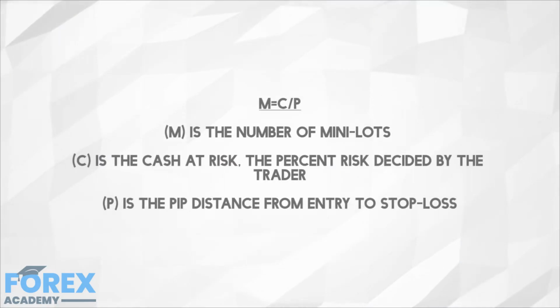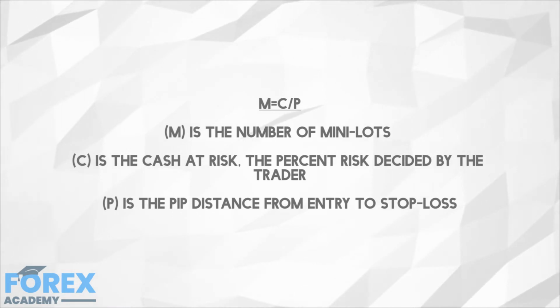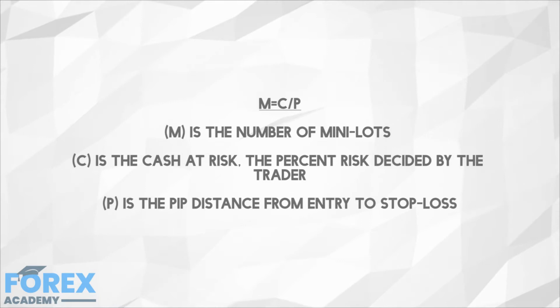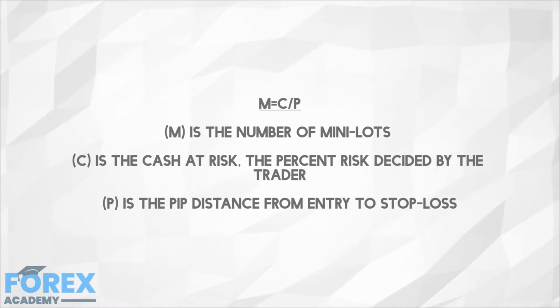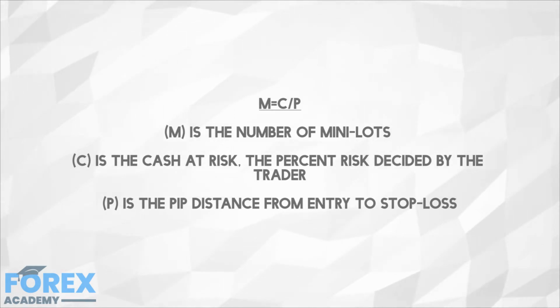M equals C over P. M is the number of mini lots, C is the cash at risk, or the percentage of risk decided by the trader, and P is the pip distance from entry to stop-loss. C, the cash at risk, can vary widely and it will determine the profitability of the strategy and also the max drawdown incurred. From the MCP formula, we can deduce that M increases as P decreases, so a tight stop loss would allow the trader to increase M without increasing the dollar risk C.